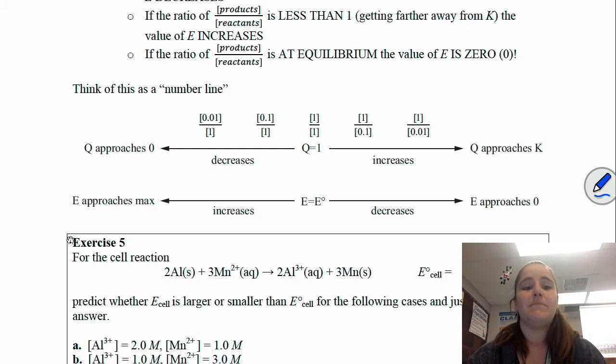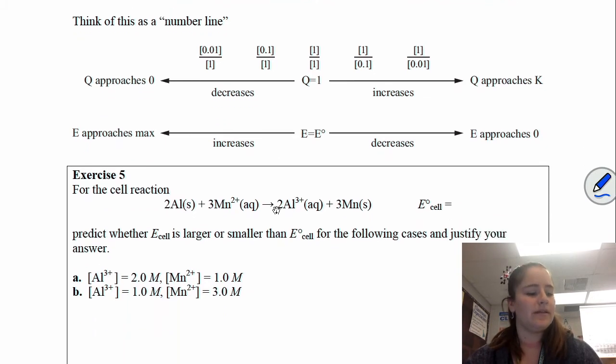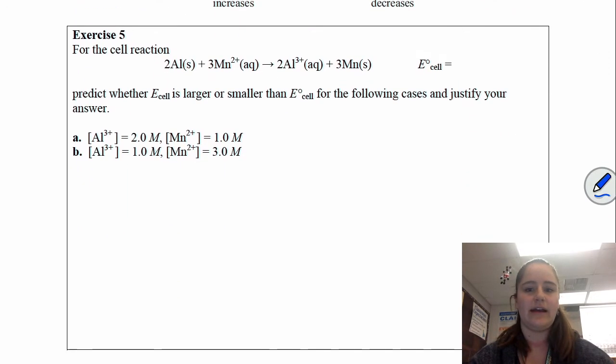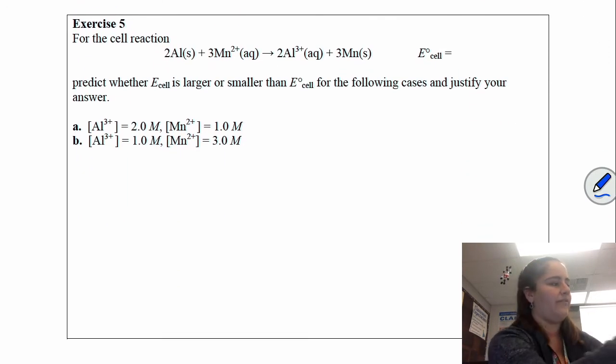E approaches the max. So you want Q to be small. You want to have mostly reactants and not products so that you can get the most electricity. Okay, so let's look at exercise 5.